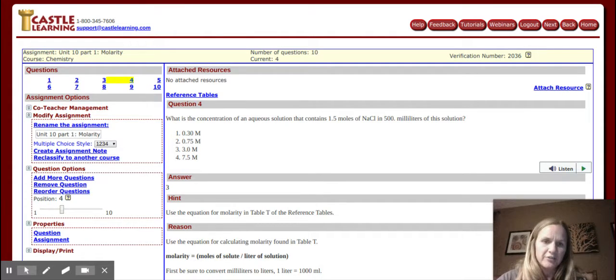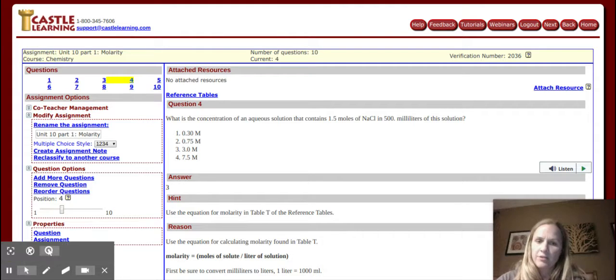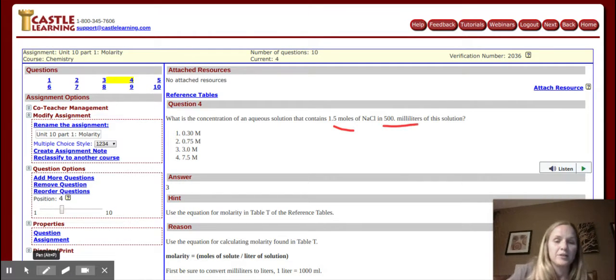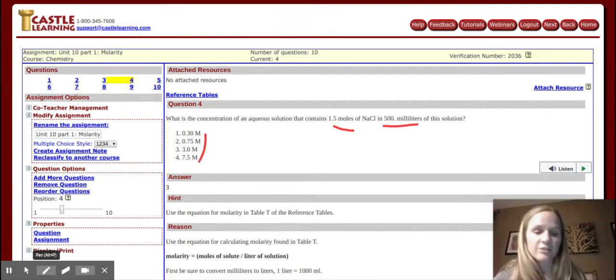What's the concentration of an aqueous solution with 1.5 moles of NaCl in 500 milliliters? So I'm wondering, concentration, did you want me to use molarity or parts per million? Well, if I look at the answers, they're all in molarity. So it must be molarity. So I'm going to go ahead and use the molarity formula. Also, they give me moles. That's another way to tell that it's a molarity problem.